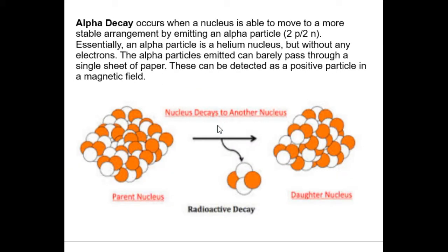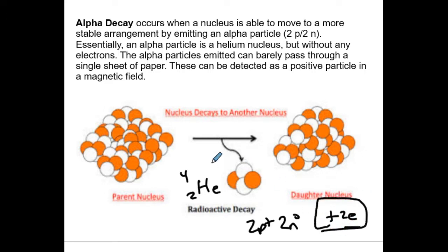So here's the first one. It's known as alpha decay. Alpha decay occurs when an alpha particle is emitted, and we've discussed alpha particles before. An alpha particle is basically a helium nucleus. It's a 4-2. There's 2 protons, 2 neutrons. It has a +2 elementary charge to it.